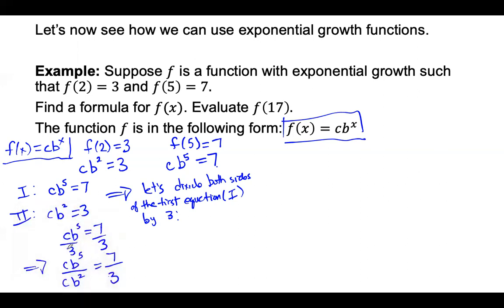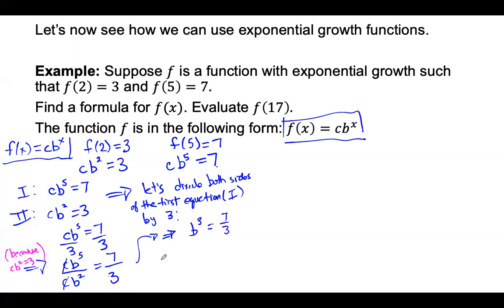Color code it. This is because CB squared equals 3. So this implies our B, because the C's cancel, as you can see, this and this will cancel. B to the exponent 3 is equal to 7 over 3.